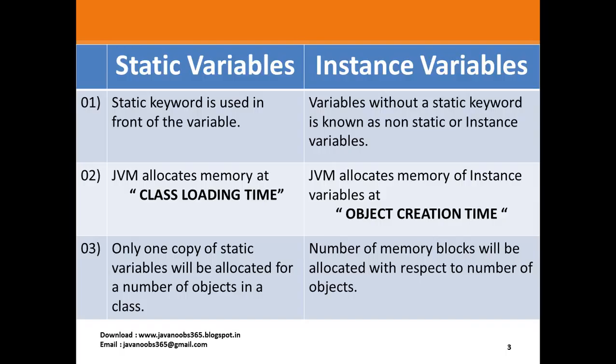So if you use the keyword static in front of a variable, that makes it a static variable, and if you don't use the static word in front of a variable, that makes it an instance variable or a non-static variable. Now JVM allocates memory at class loading time for static variables, whereas JVM allocates memory for instance variables at object creation time.